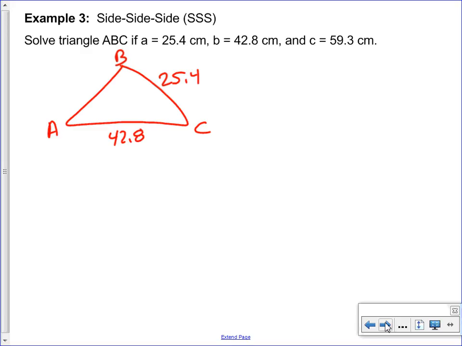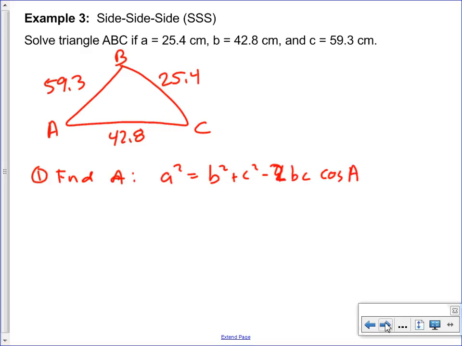I like to go in alphabetical order. Okay. Let's go with angle A. All right. Here we go. To find angle A, use the a squared formula. So it goes a squared is equal to b squared plus c squared minus 2bc cosine.